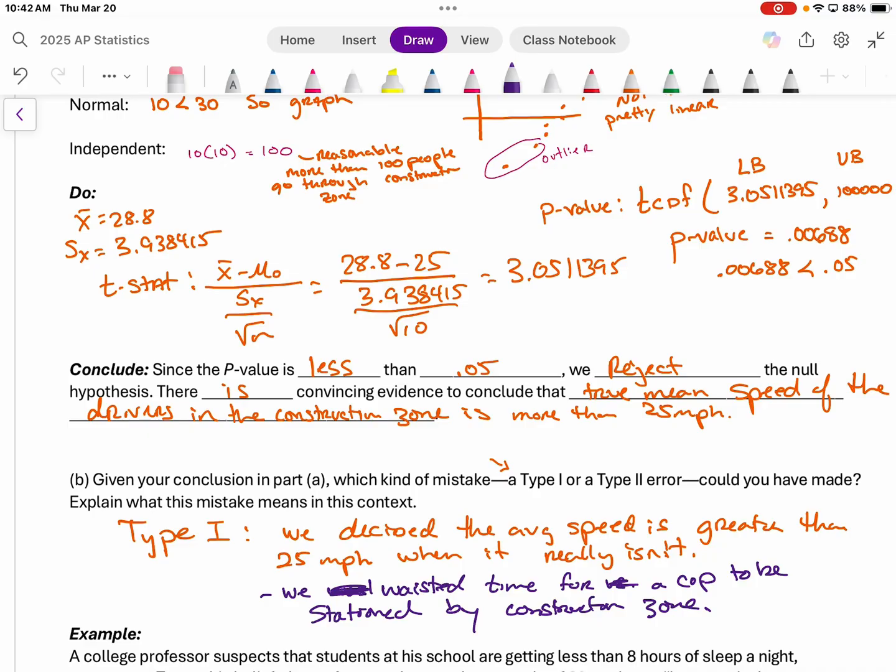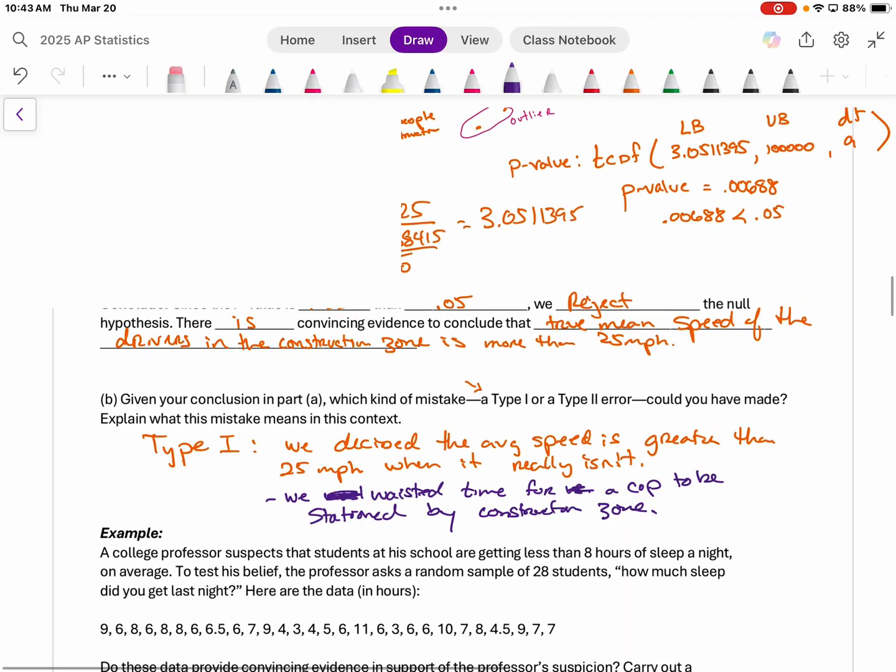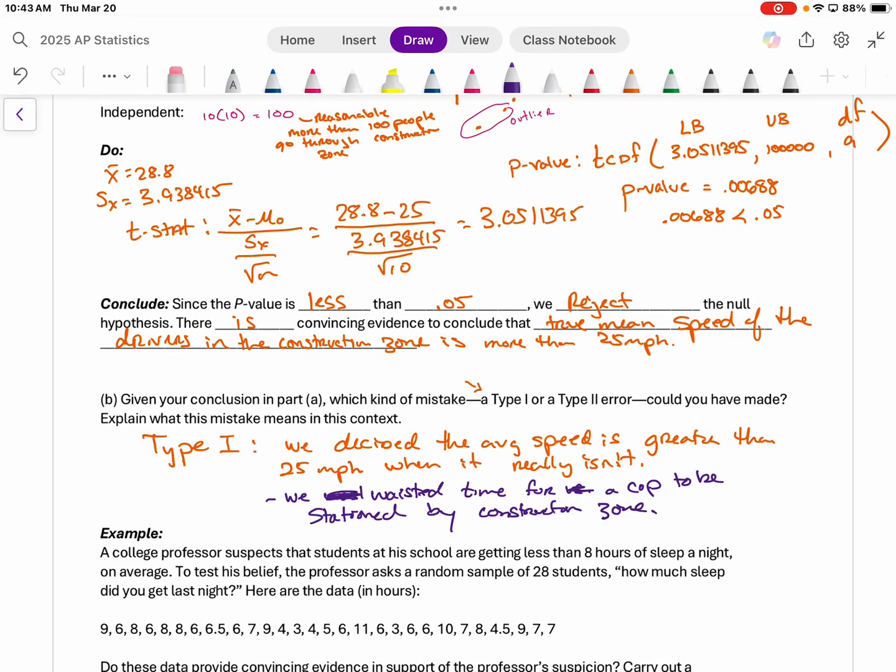What does that word say after "who"? Oh, that's a scratch out. It's like we wasted time. This word right here, the orange: we decided the average speed is greater than 25 miles an hour when it really isn't. Sorry, my apostrophe turned into an I there too, and it got wild on that one. So, all right, here's another example again.